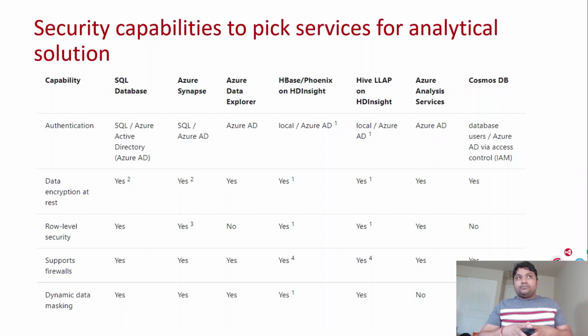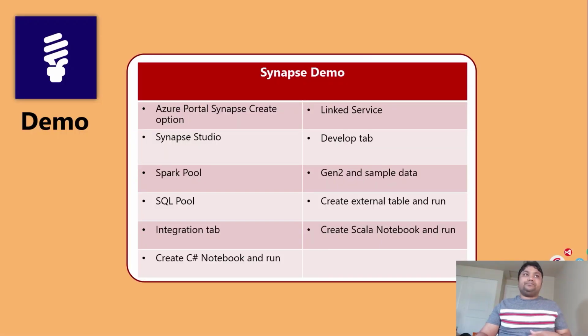When we pick any service, we mostly check about security also, that is, what type of security this service is providing. Is the service providing authentication with SQL, or Azure AD integration or not? Is the service providing encryption at rest or not? Is it providing row-level security or not? What different types of firewall does it support? Does the service support dynamic data masking or not? So this kind of thing we generally think about when picking a service for security purposes.